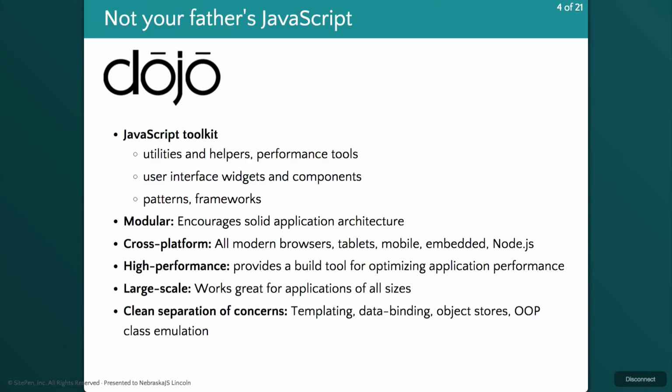So I'm going to talk about Dojo, which is a JavaScript toolkit. It's not like a framework like Angular or Ember or others. It's just a set of utilities and helpers and performance tools that you can use to kind of build things your own way. But they're very performant and very powerful tools and patterns within that to make it easy to construct applications of any size.